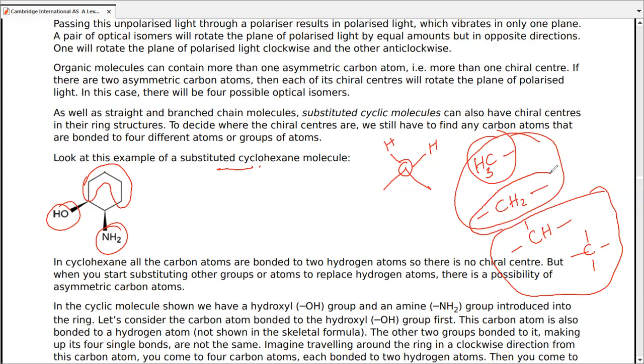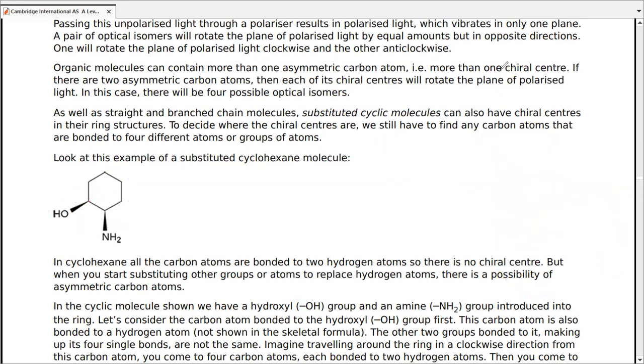Again, a carbon in the center with just two simple bonds and two hydrogens can never be chiral. This is a very good hint for the students to solve these kinds of questions. Okay, let's continue further.